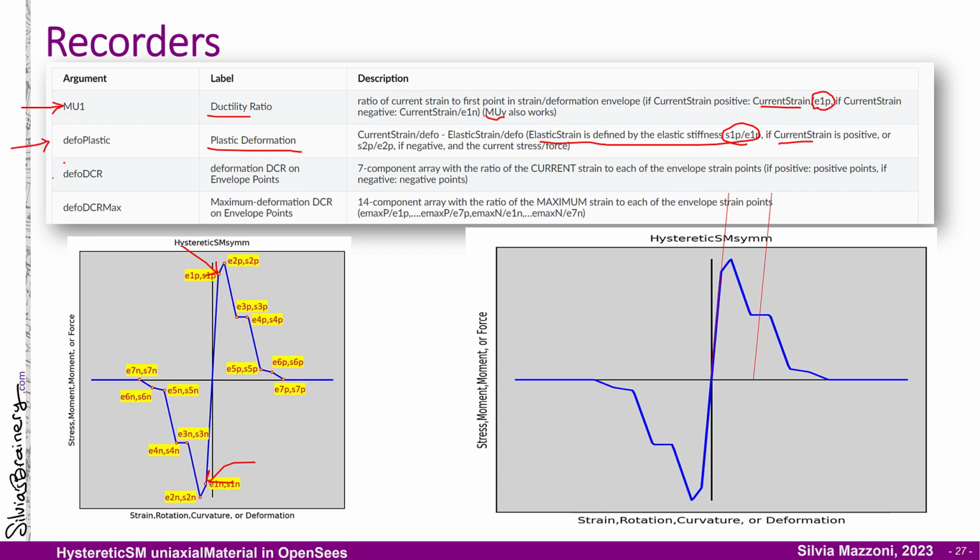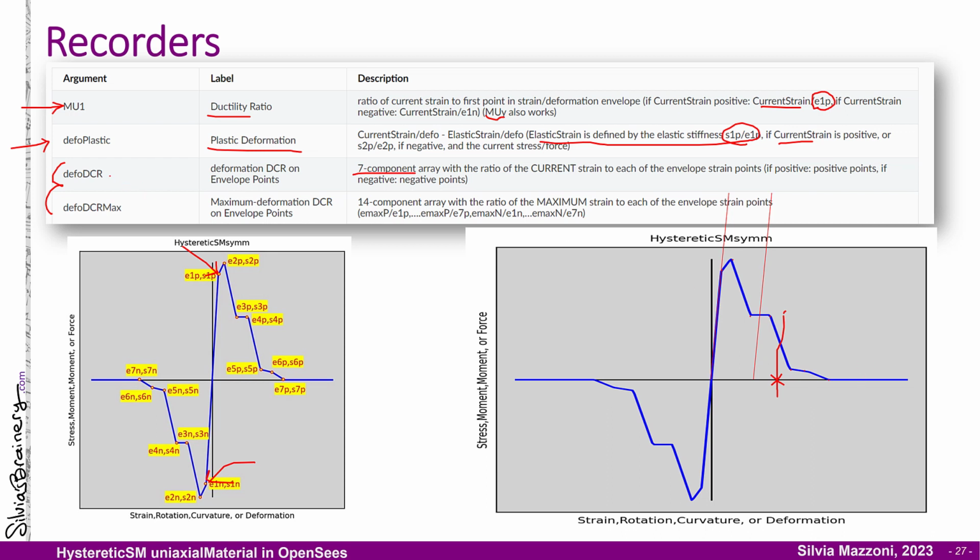Then I've got these deformation demand to capacity ratios. These are 7-component arrays. It gives you the current strain divided by each one of these points. If you're in the positive, it divides by the positive points. If you're on the negative side, it divides by the negative points. So, for example, let's say I'm at a strain point right here. It's going to give you a vector of this strain divided by 1, 2, 3, 4, 5, 6, and 7. In this case, these values are going to be greater than 1, and these values are going to be less than 1. So it gives you where you are in your curve.